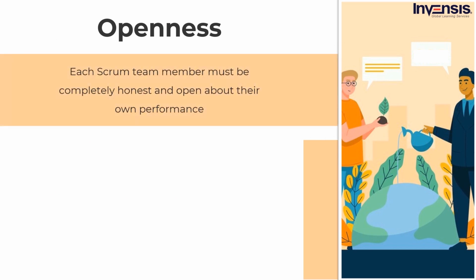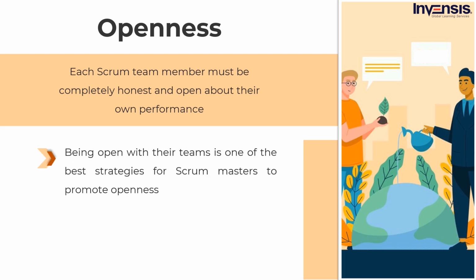To accomplish the most progress in the shortest amount of time, each Scrum team member must be completely honest and open about their own performance. The daily Scrum meeting's goal is to identify and solve problems. That can't happen if team members aren't open about any problems or obstacles they're facing. Furthermore, team members must be willing to collaborate with their colleagues and see them as important contributors to the project's success.